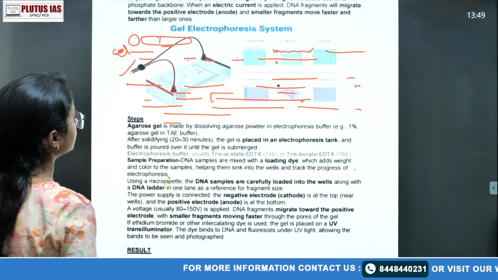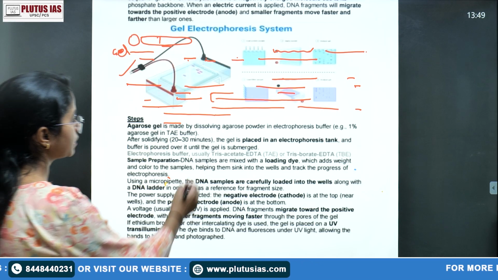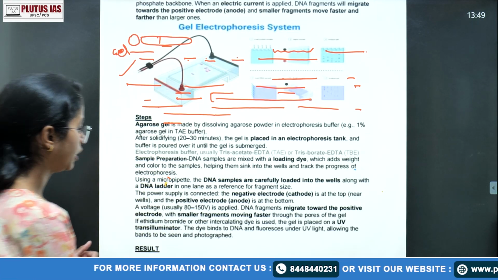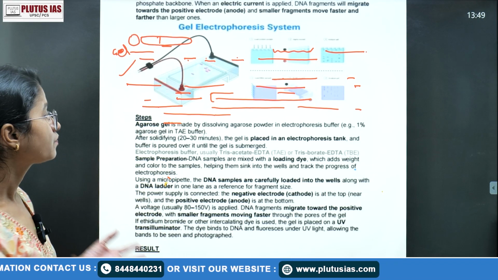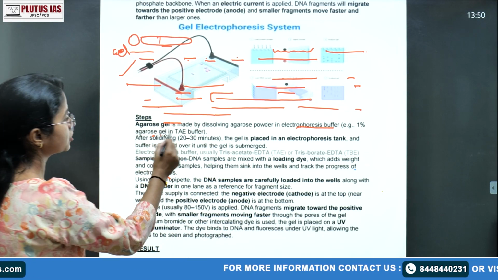So okay, these are some steps. Agarose, first of all, is gel preparation. So agarose gel is made by dissolving the agarose. Agarose, of course, you know, this is something obtained from the algae. Of course, agarose powder in electrophoresis buffer, 1% of agarose gel in TAE.